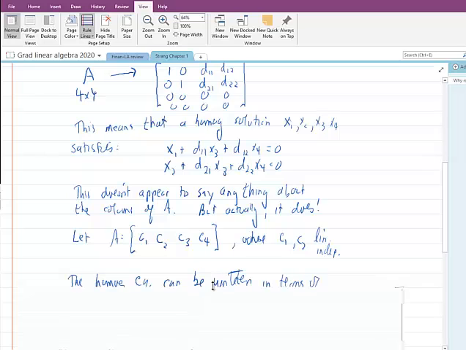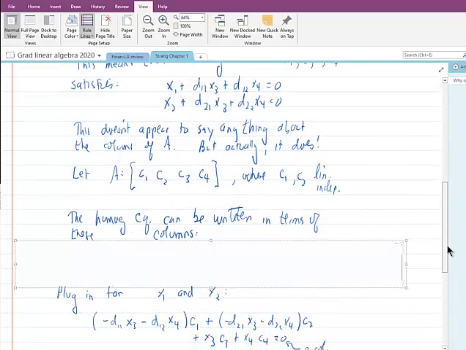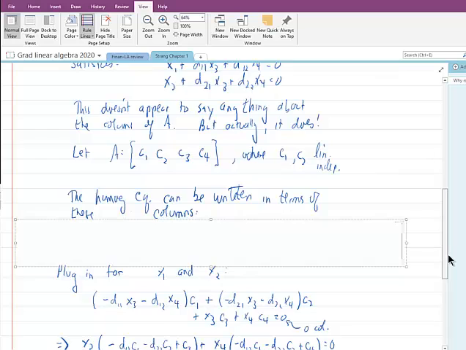All right, so let's see what happens here. We can write the homogeneous equation. What's the homogeneous equation? AX equals 0. AX equals 0 is the homogeneous equation. Now, what Strang emphasizes is that matrix vector multiplication can be thought of as a linear combination of columns.